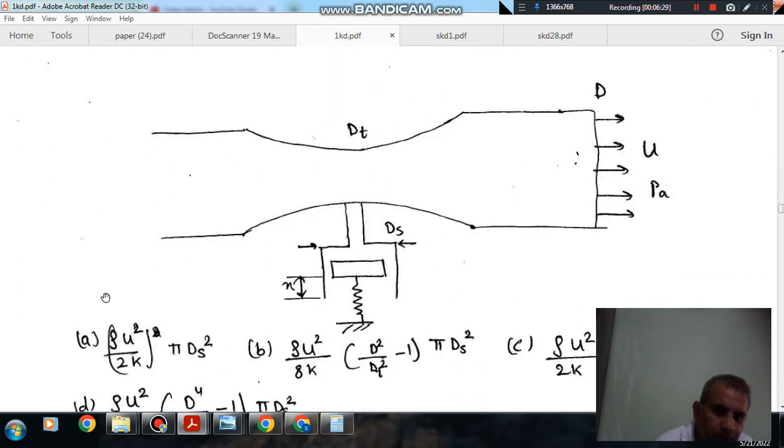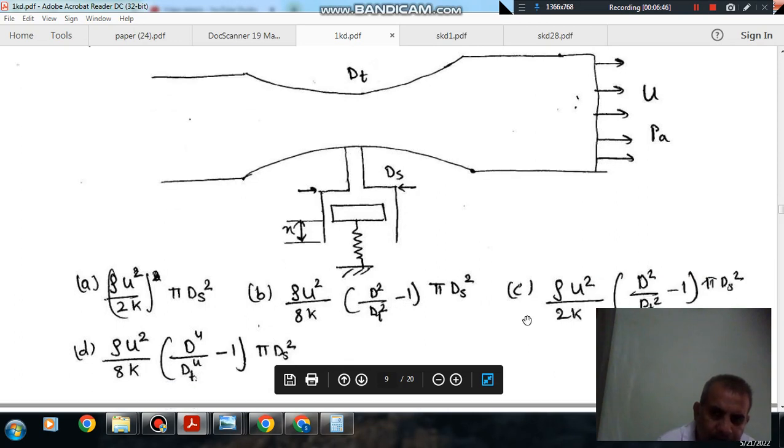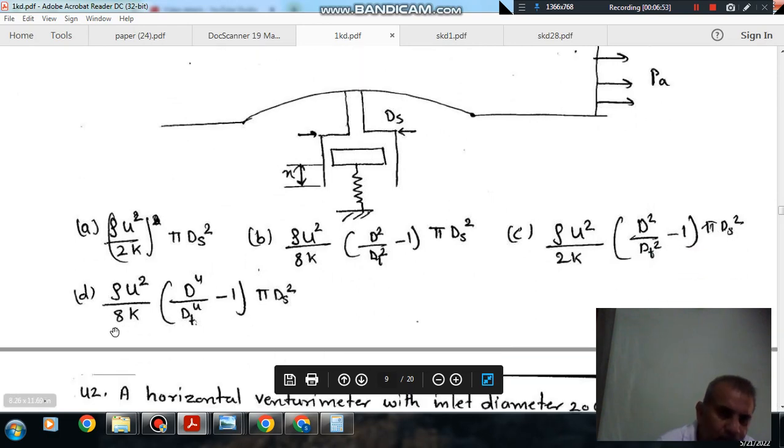X is: option A, rho u square by 2k pi ds square. Option B, rho u square by 8k, d square by dt square minus 1, pi ds square. Option C, rho u square divided by 2k, bracket d square by dt square minus 1, pi ds square. Option D, rho u square by 8k, d square by dt square minus 1, pi ds square.